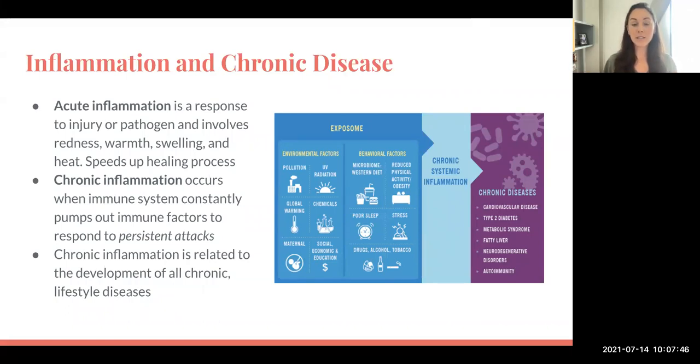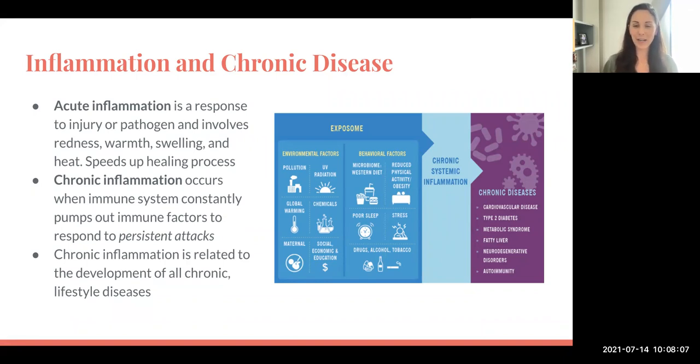It leads to things like high blood pressure, high blood sugar, high cholesterol, which brings us to these chronic conditions. And it also robs your body of the energy to carry out other important functions. So this chronic inflammation is related or underlying in the development of all of these chronic lifestyle diseases.